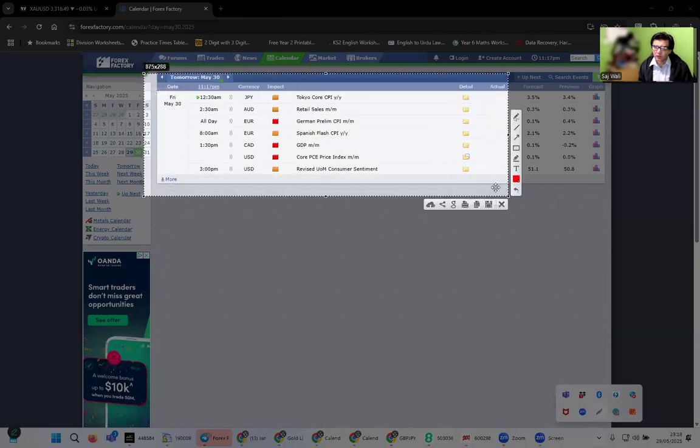So we have high impact news in USD at 1:30, the PCE price index, and we got at 3 PM revised consumer sentiment. So these are the two news. We have this high impact and the second one is medium impact.